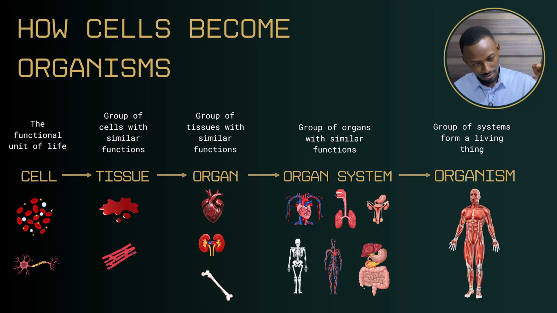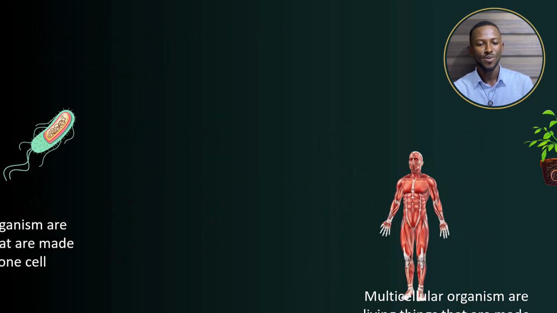So we start from cell to tissue, organs to organ system, and then we have an organism that is a living thing. So that is how cells become organisms. I've actually used humans to explain it, but the same concept applies to plants. We have plant cells coming together to form tissues, they have organs, organ systems, then we have a plant. So it doesn't apply to only animals, it also applies to plants as well. So that's how cells become organisms.